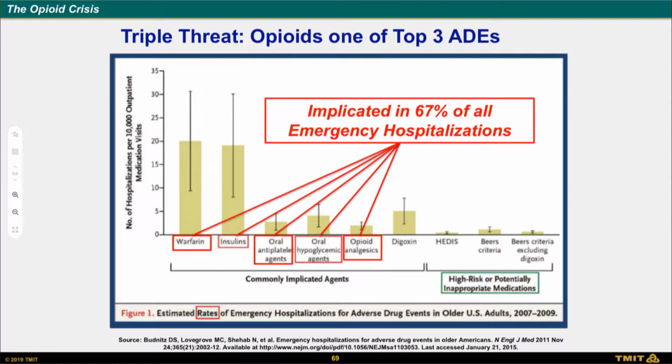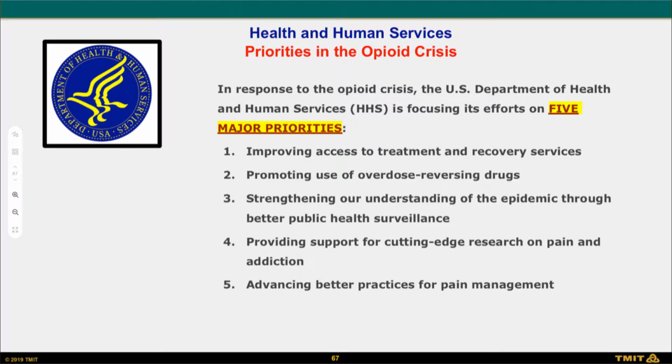Now I'll spend a few minutes on the opioid crisis, adverse drug events, and opioid overdose deaths. The HHS priorities in the opioid crisis. In response to the opioid crisis, the U.S. Department of Health and Human Services is focusing on 5 major priorities. Number 1, improving access to treatment and recovery services. Number 2, promoting use of overdose reversing drugs. Number 3, strengthening our understanding of the epidemics through better public health surveillance. Number 4, providing support for cutting-edge research on pain and addiction. And number 5, advancing better practices for pain management.